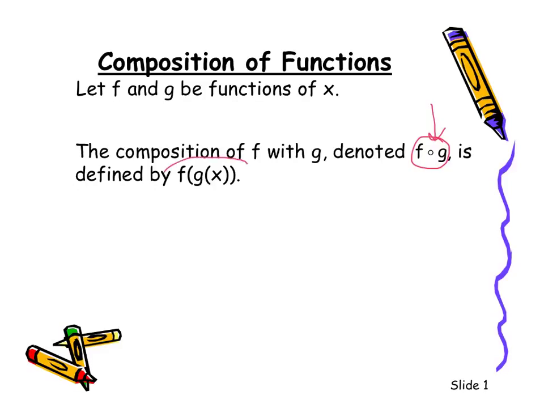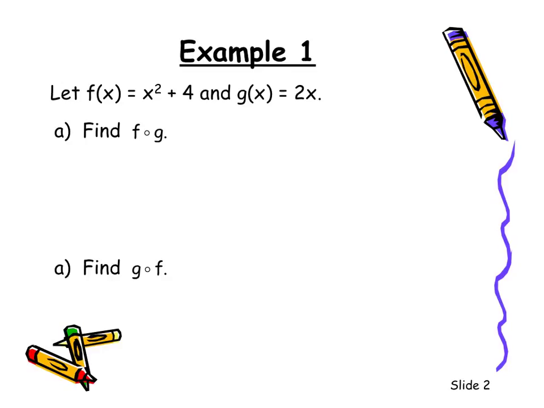And it would look like this, f of g of x. We're plugging in g of x for all the x's in our f function. Now that sounds crazy. Let's do an example. In this first example, we have f of x equals x squared plus 4 and g of x equals 2x. And I'm going to be doing f of g. So I'm going to plug g in for f. Now let's see how that's going to look.